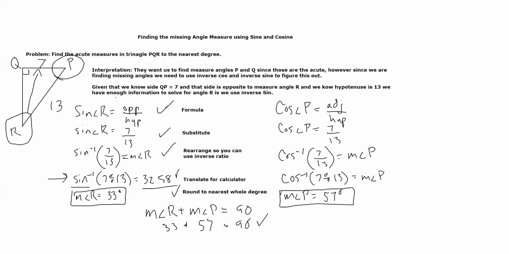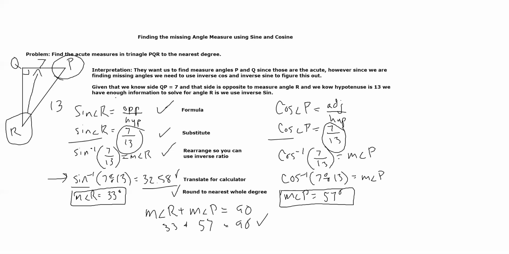And we're choosing to use cos of P because we don't know what QR is. We don't know what the opposite of measure angle P is, so we can't use sine. We do, however, have QP, which is adjacent, and since it's adjacent, we have to use cos. So notice it's the same ratio. We have 7/13 and we had 7/13 here, but we get different things because we're using different trigonometric functions.